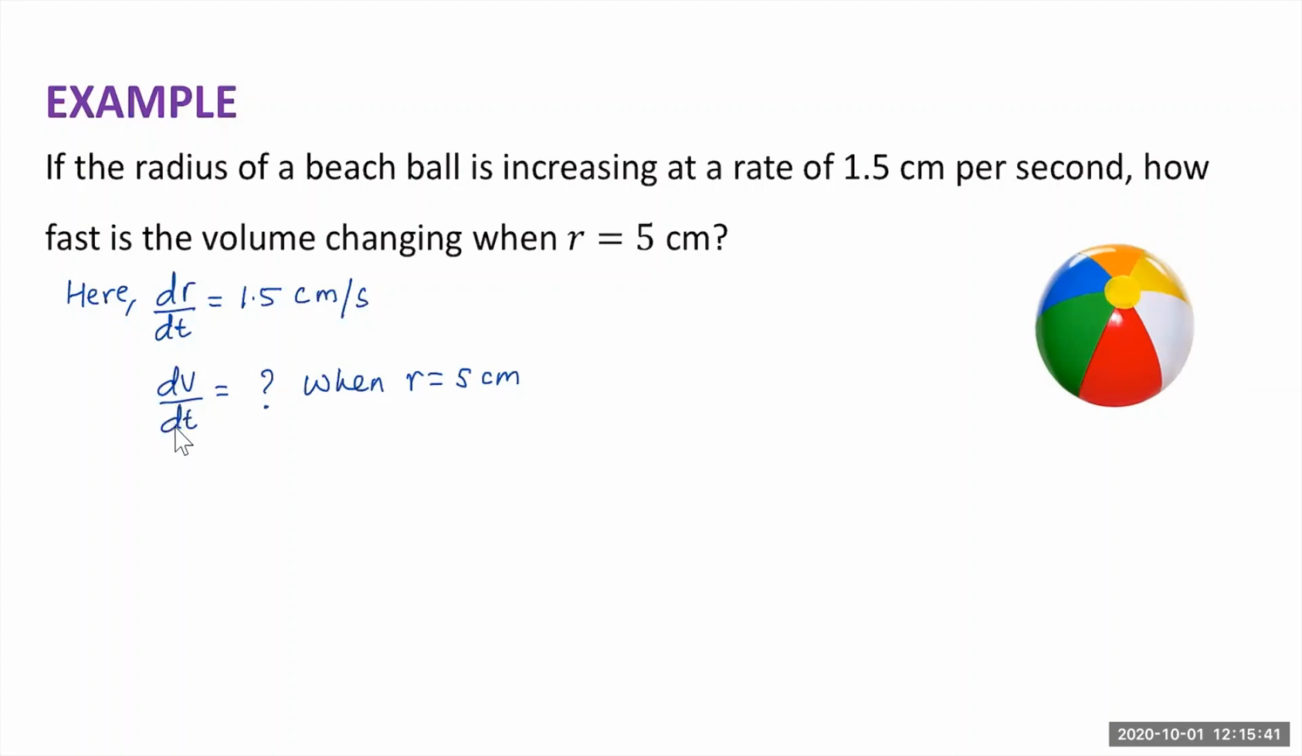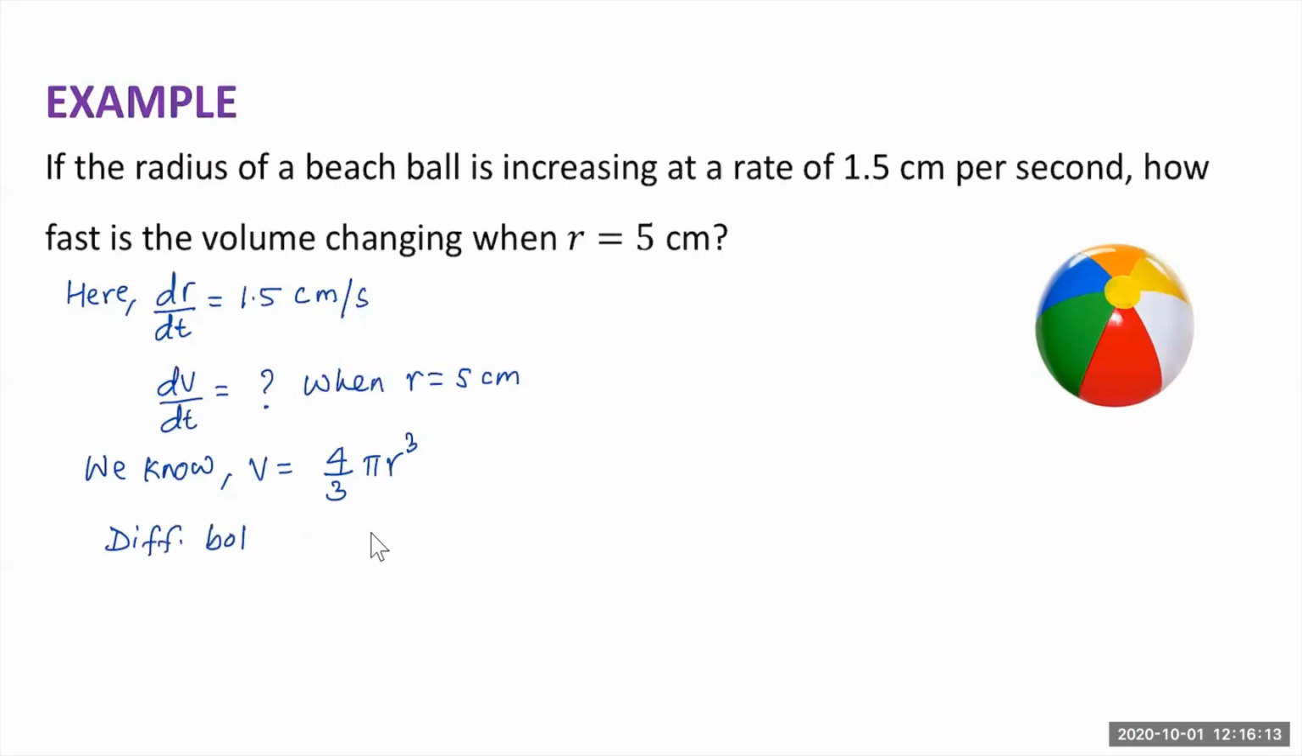So here we are talking about the volume and the radius of the ball. So we have the formula connecting that. We know the volume of the ball is equal to 4 over 3 pi r cubed. That is the formula to find the volume. Now, we are talking about the rate, so we are going to differentiate on both sides with respect to time. So let me write that.